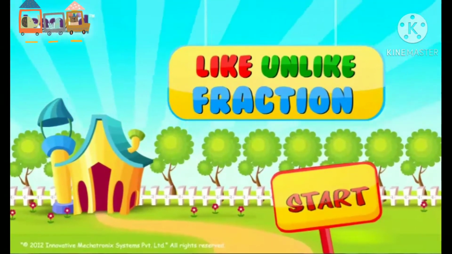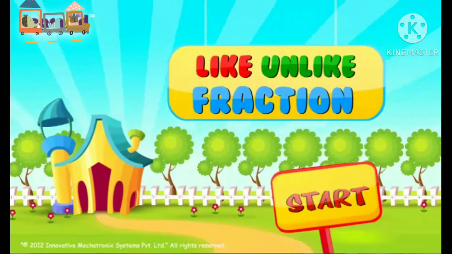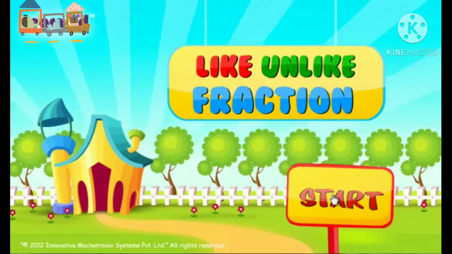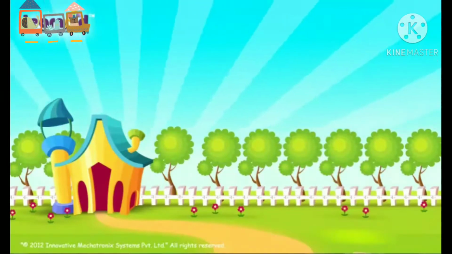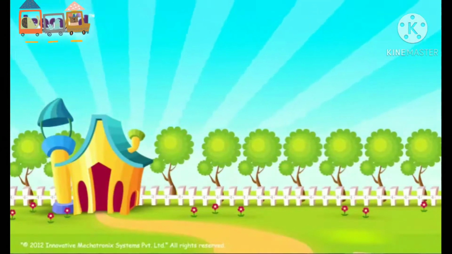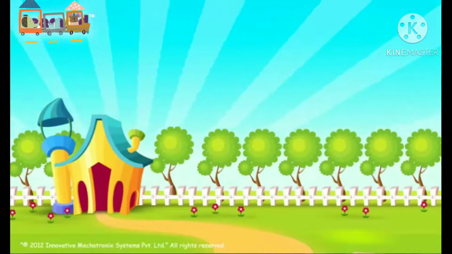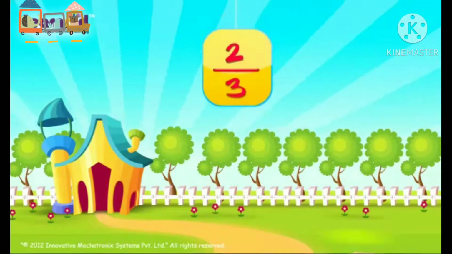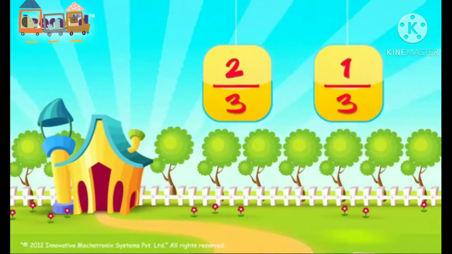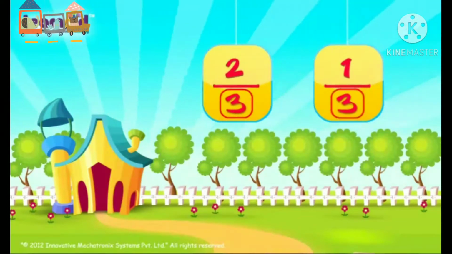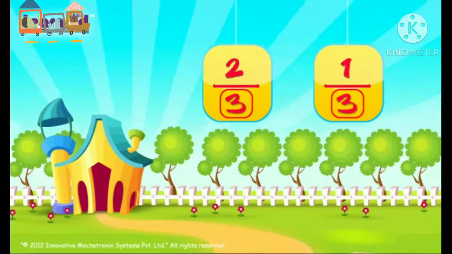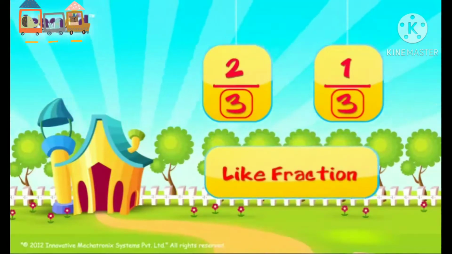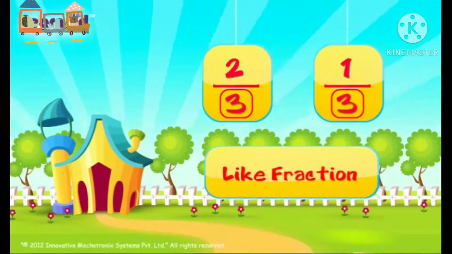We will learn like and unlike fractions. Fractions that have the same denominator are called like fractions. 2 by 3 and 1 by 3. They both are like fractions because both have denominator 3.